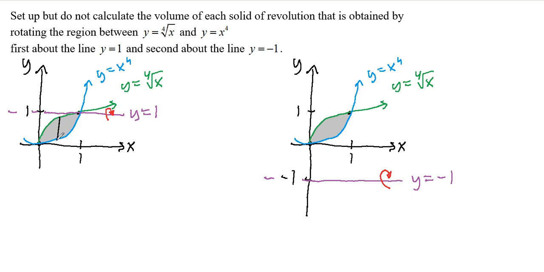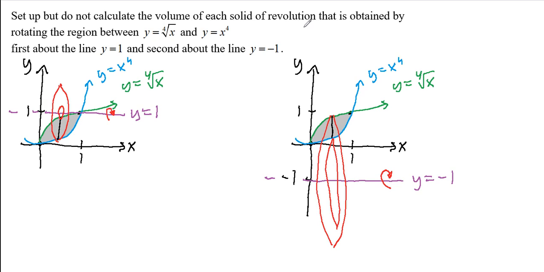So since we're rotating around y is equal to 1, it would create the smaller disk and the larger disk, like so. In our other region, our disks look slightly different. Here would be our small disk, and here would be our large disk.